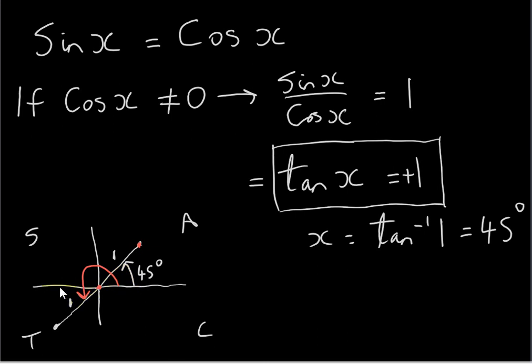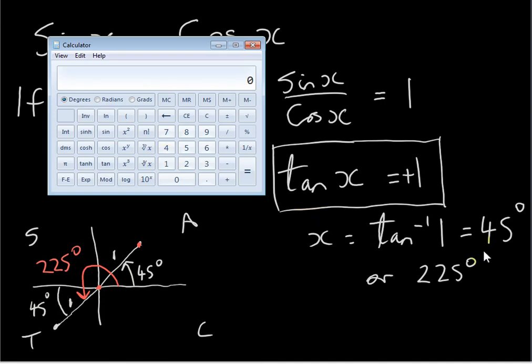So we see that this angle here must be 45 degrees. This angle is sometimes called the reference angle. And you can see that to arrive at our answer, we have to add 180 degrees onto 45 degrees. That's 225 degrees. It might be a good idea to check that the tan of 225 degrees is plus 1. Indeed it is.